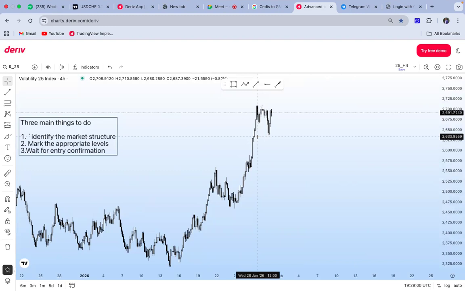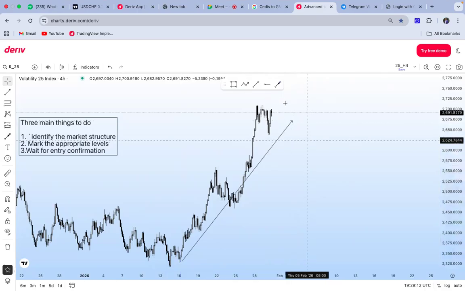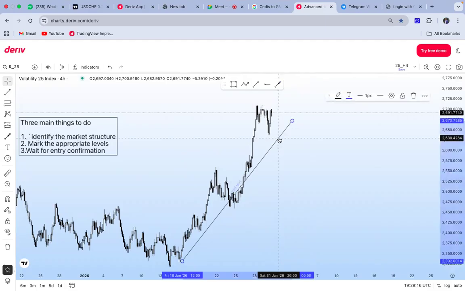Okay. Now, the literal way of identifying the trend is to look at where it is going. Okay, the layman way is to use the arrow. If it is going up like this, it is an uptrend. If it is going down, it is a downtrend. That is the layman way of identifying the trend.